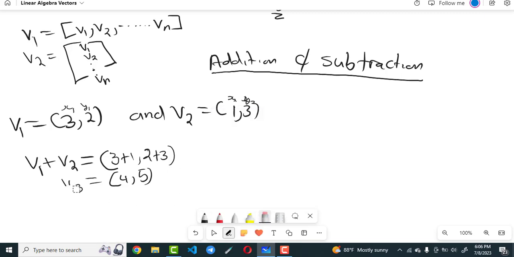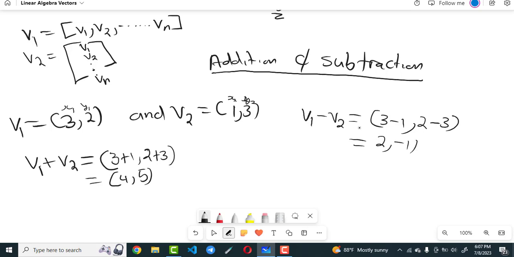The addition, the sum of the 2 vectors, gives us a new vector. Okay, then we can subtract the vectors. Let us subtract v1 minus v2. v1 minus v2, we are saying we are having coordinates, so x1 minus x2, and also y1 minus y2, which gives us 2 and -1. So this is our new vector.